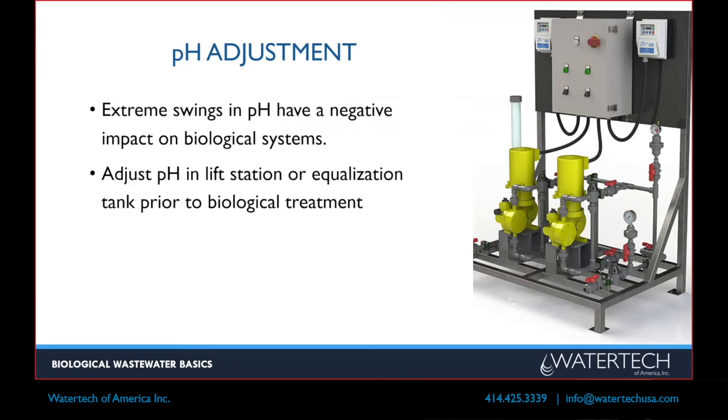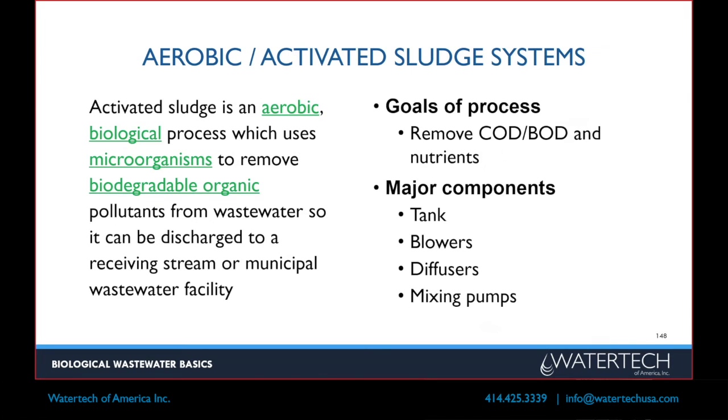pH adjustment, Chris talked about pH, pretty straightforward. Calibrate your pH probes and try to keep the biology in that 7 range. Obviously they can handle 6 to 9 just fine, but once you get too extreme, then you run into performance issues.